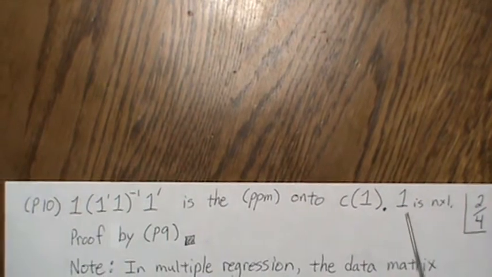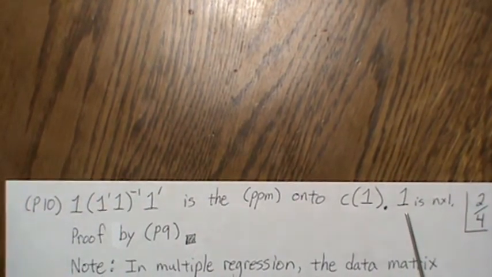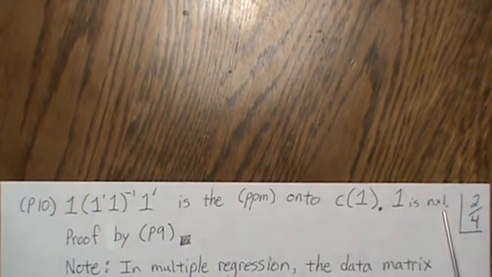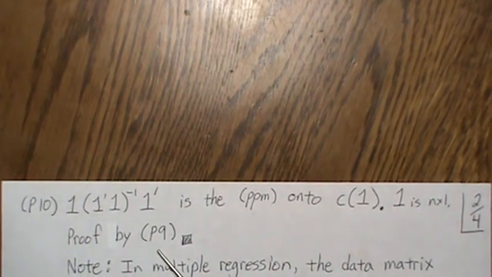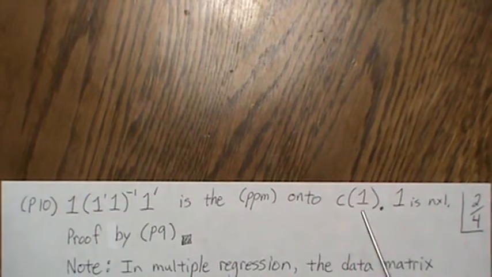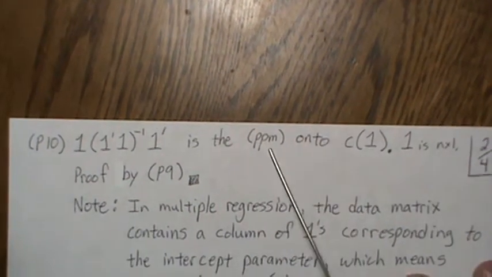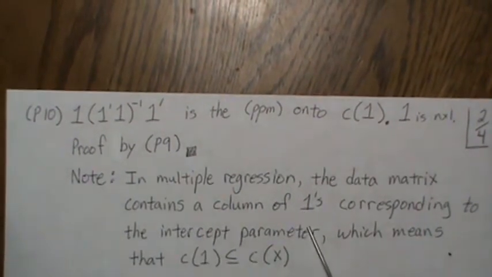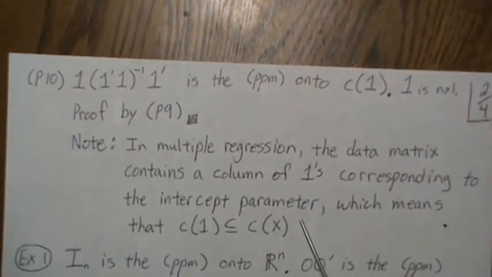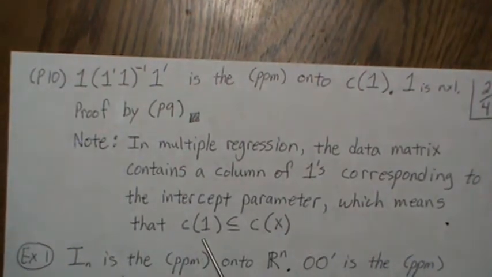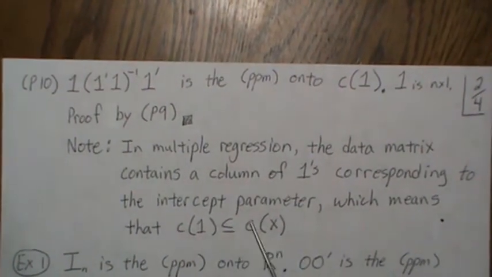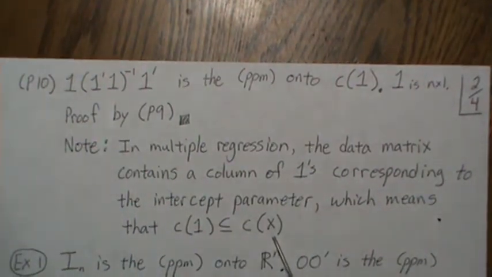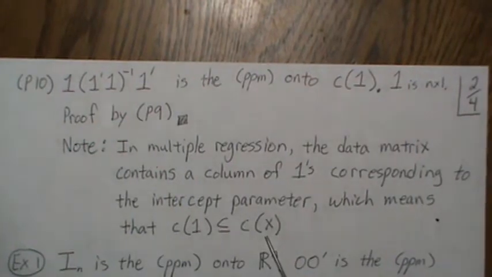And of course, capital 1 versus lowercase 1. Capital 1 is n by 1. And it's proof by P9, we showed that. Now, the reason that's important: in multiple regression, the data matrix contains a column of 1s corresponding to the intercept parameter, which means that the column space of 1 is a subset of the column space of X. And that becomes important. If you watch that first video, that's really important.